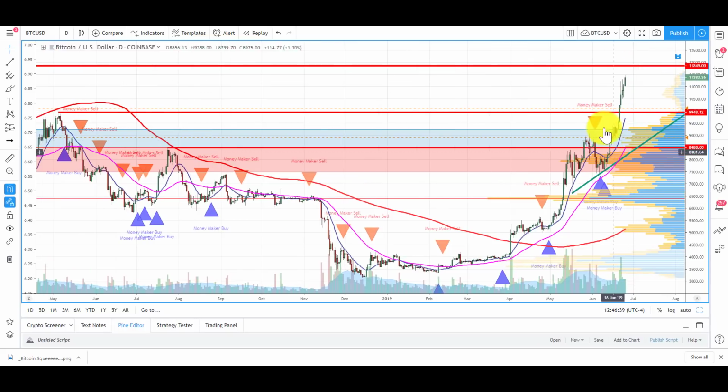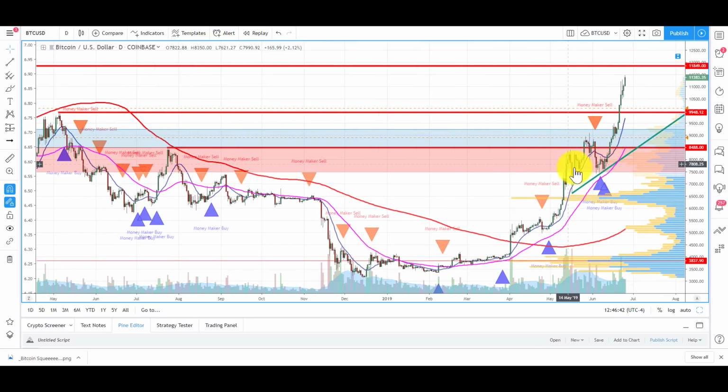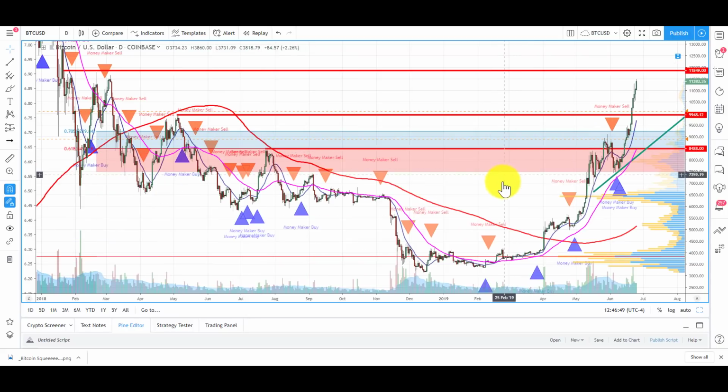I would not be surprised if we see a move similar to what we see in here, and we see some consolidation in this range. If that happens, though, I will get bullish again, and then we can start looking at some other levels.